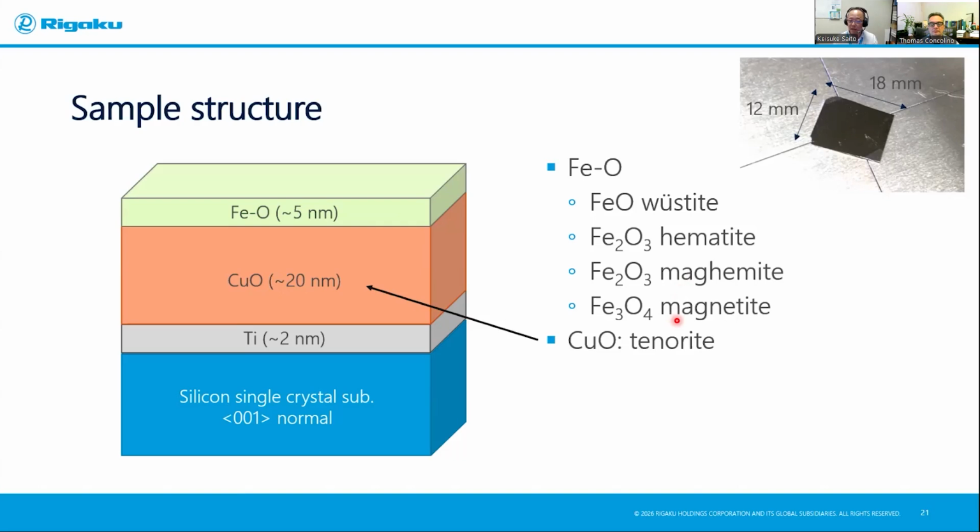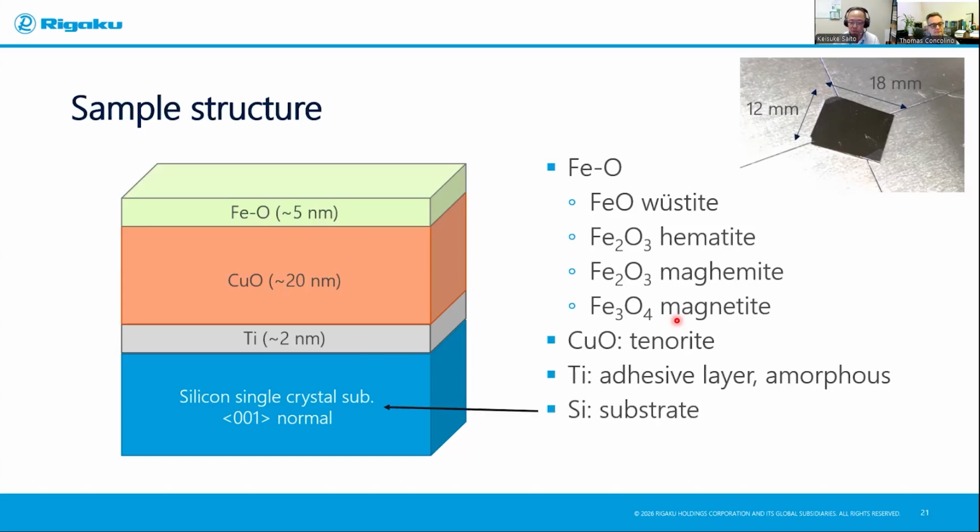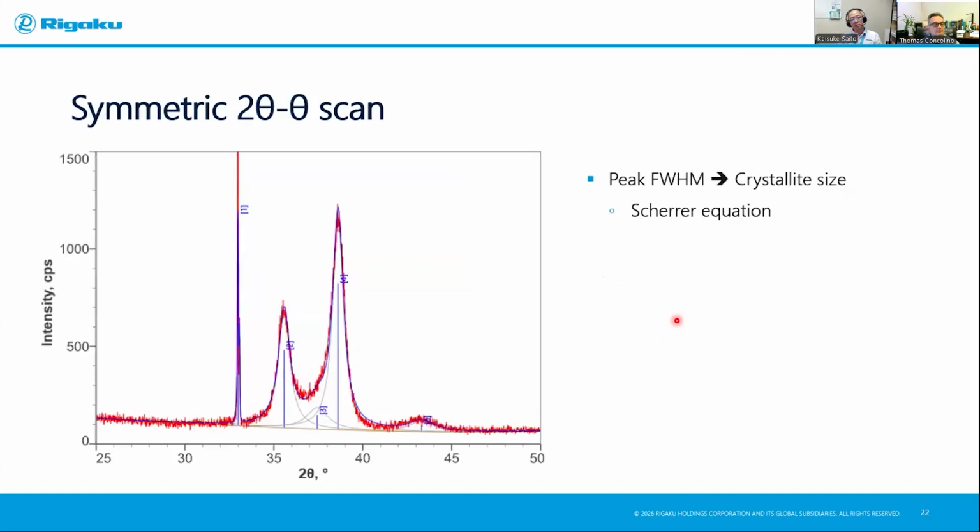compared to iron oxide. This suggests that if I do a powder scan, the majority of the information comes from copper oxide, not iron oxide. So that was my challenge. Titanium was an adhesive layer, which was amorphous, so I didn't expect any signal from the titanium. The substrate was silicon 001. All right, so a symmetric 2 theta theta scan.